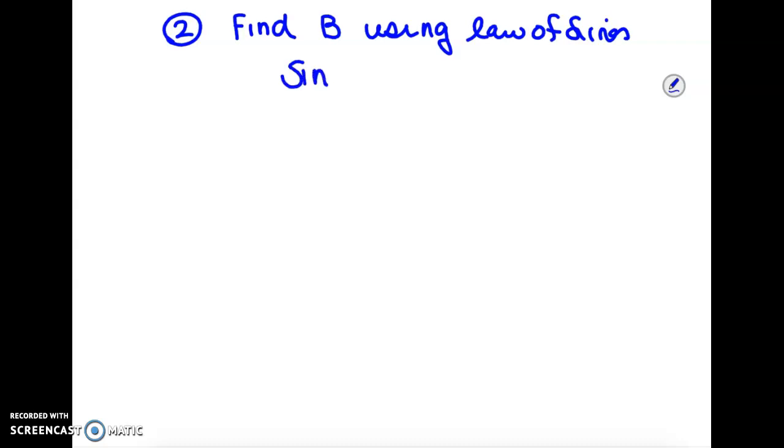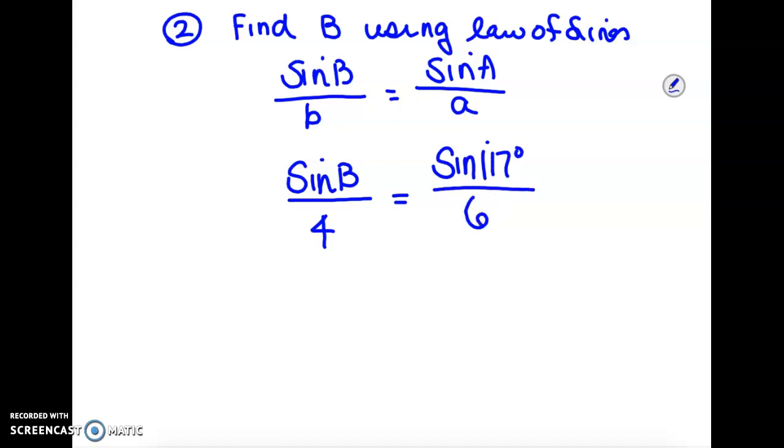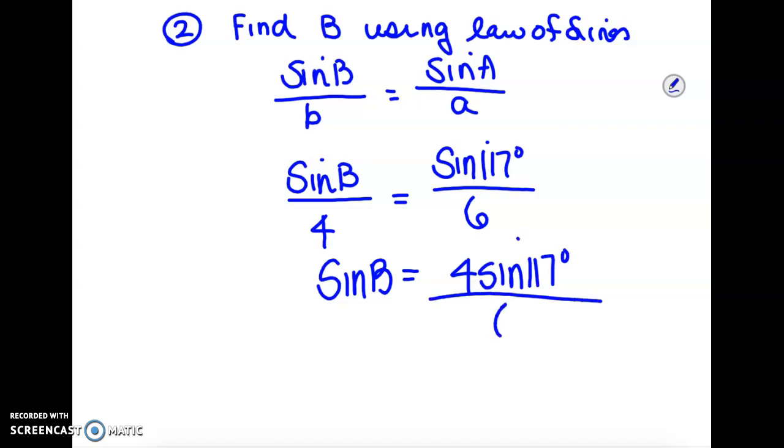Set your proportion. Sub in the values. Angle B is unknown. Side B is 4 units. Angle A we just found to be about 117 degrees. Side A, which is 6. We would cross multiply and undo. So the sine of B is 4 sine of 117 degrees over 6.